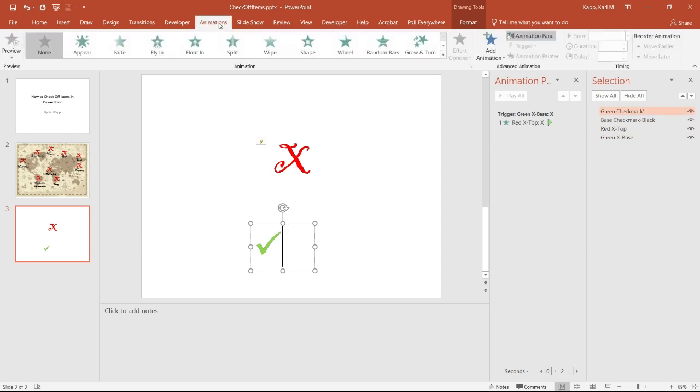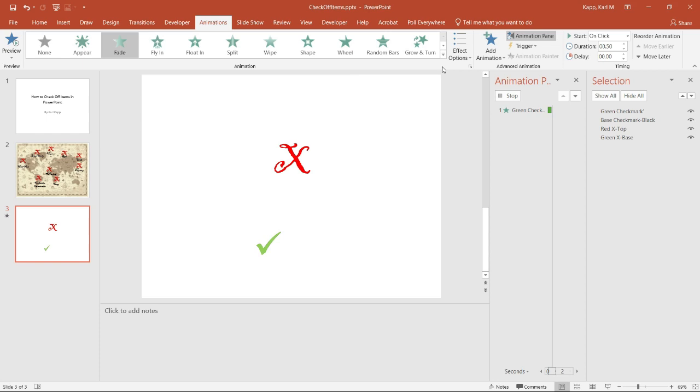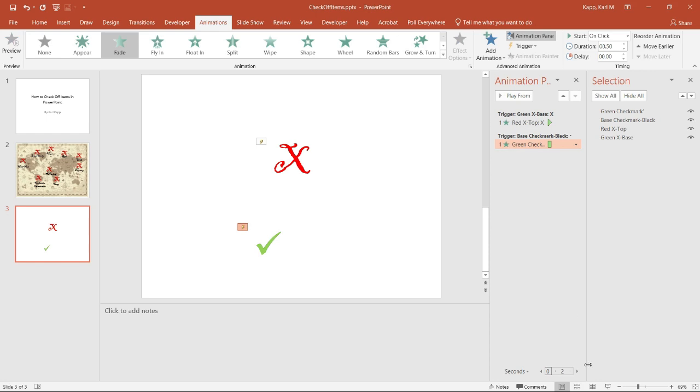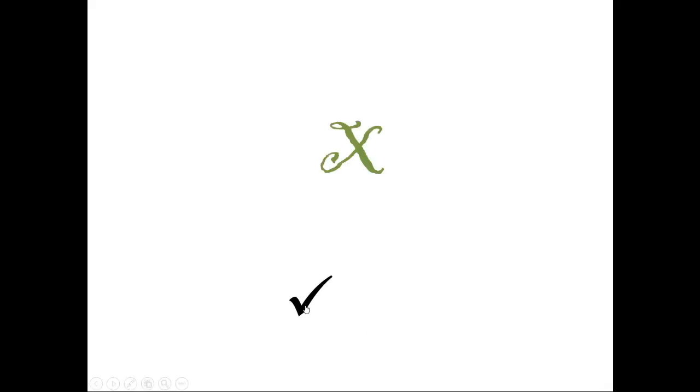I'm going to go to animation. I'm going to go to, maybe I want this to fade in, be a little bit more exciting. Fade that in, and then the trigger, of course, will be on click of the base check mark black, correct. And so now look at this. I click on this and it fades to green. I click on this and it becomes red.